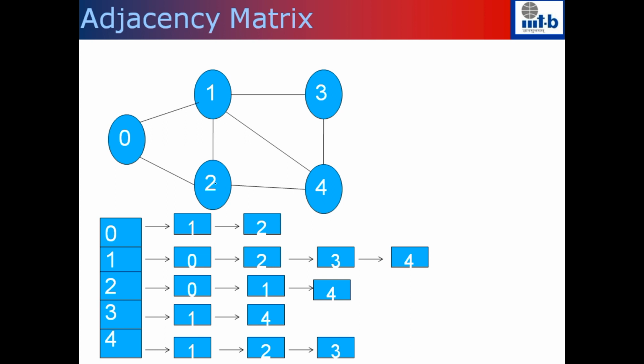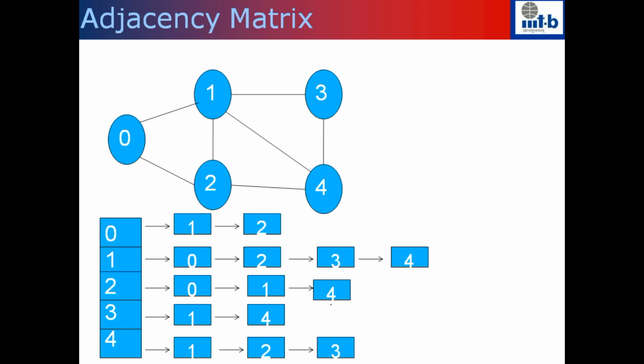But when you look at vertex 2, its list will contain all the vertices which are neighbors of it, that is, all the edges incident on it. For example, 0 comma 2 and 1 comma 4 are edges connected to 2, so in the list corresponding to 2, there will be 0, 1 and 4.